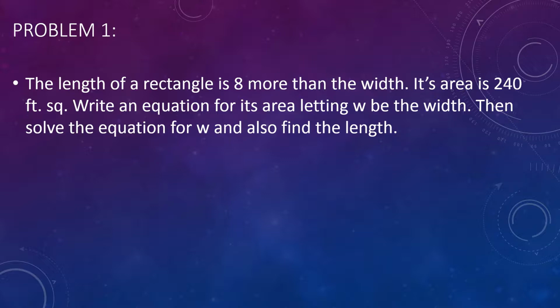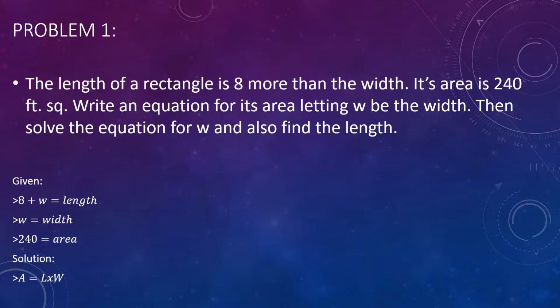First thing to do is let's identify the given of the problem. We let 8 plus W be the length and W be its width. And obviously, 240 for its area. For our solution, since we are looking for the area of a rectangle, it's simply the product of the length and its width. So 240 is equal to the quantity 8 plus W multiplied by W.